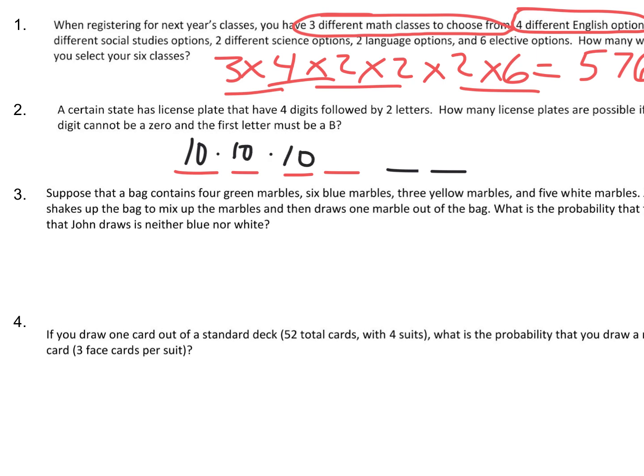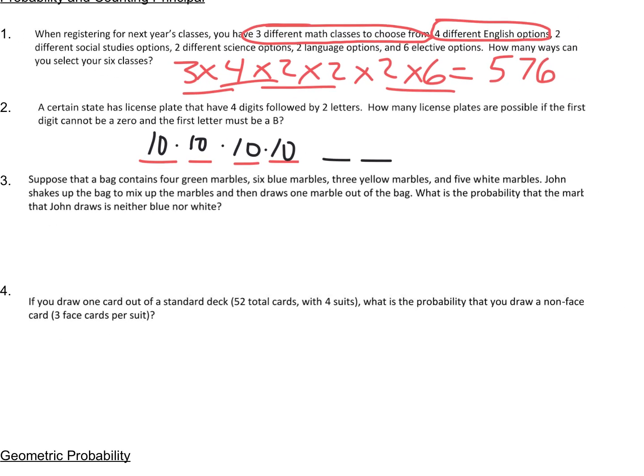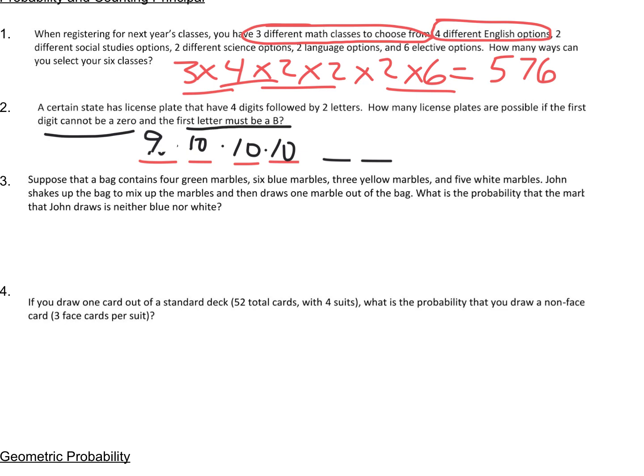But sometimes they limit your choices. Like here, they said the first digit cannot be 0. Oh, dang. I guess I don't have 10 choices. What do I have? 9. So I'm going to change that to a 9. And then the first letter must be a B. Well, how many choices do you have if it has to be a B? 1. Still got 10 choices for the last one. See how that works? You're just multiplying choices.